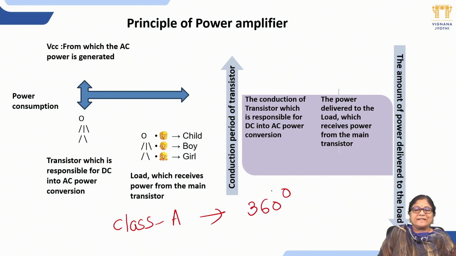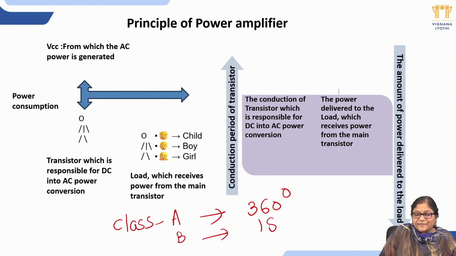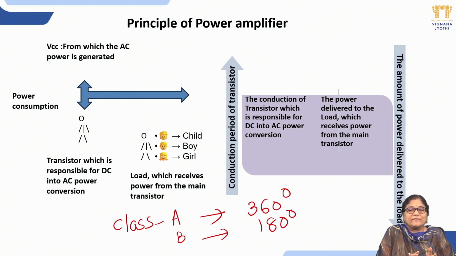Throughout its cycle, 360 degrees. Then when coming to the class B, it is reduced to half the amount. That is, half the time it is not working, so the power consumption is eliminated for half of the time. That reserved power will be transferred to the load.